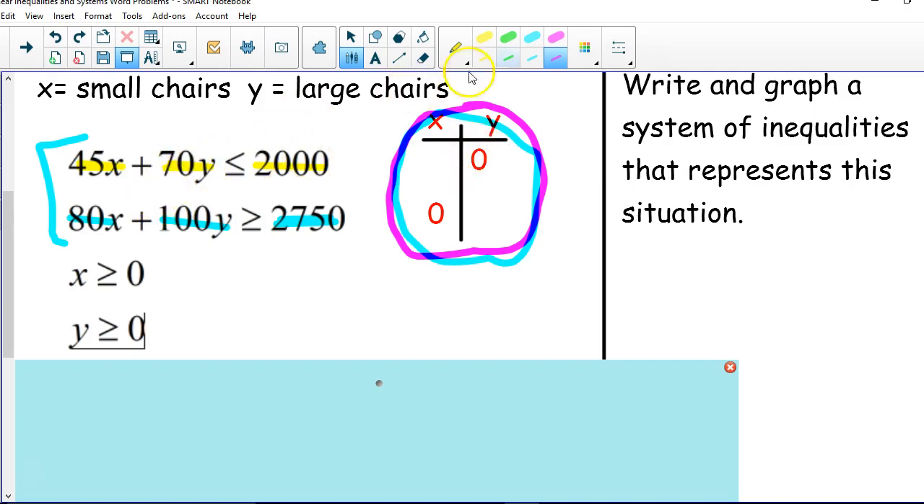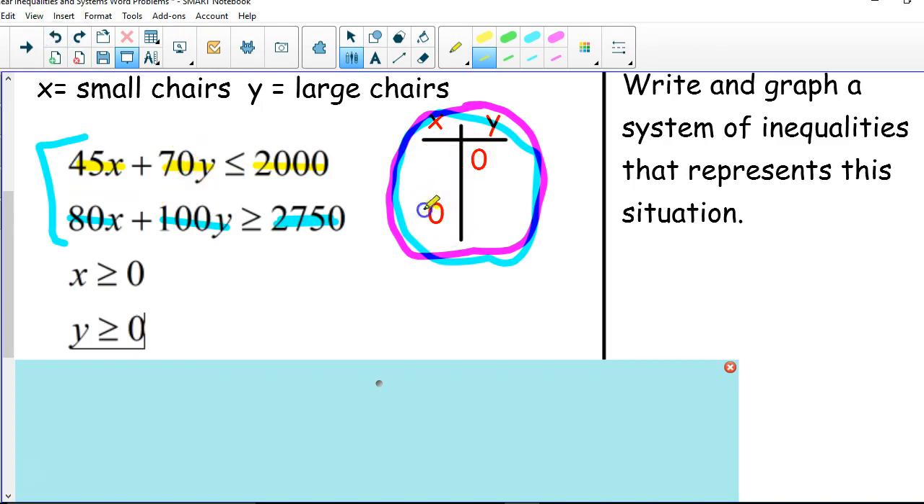So for this yellow equation, if I put a 0 in for Y, this would go away. And I'd have 45X is equal to 2,000. And I solve for X, and that value goes right here. I'm going to take away what I just crossed off.